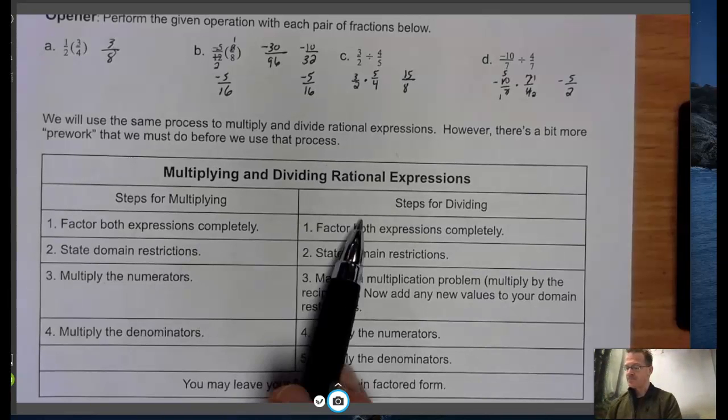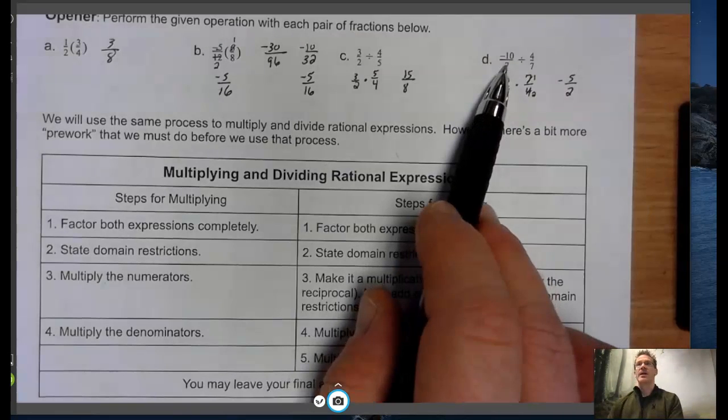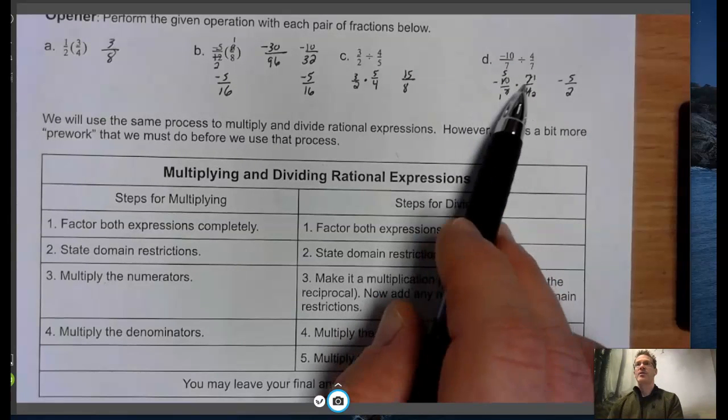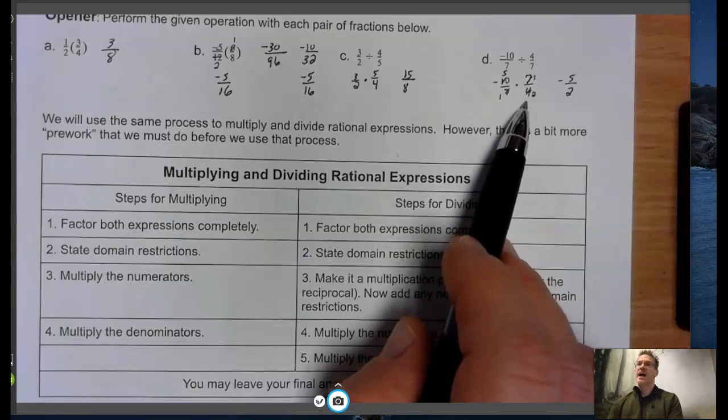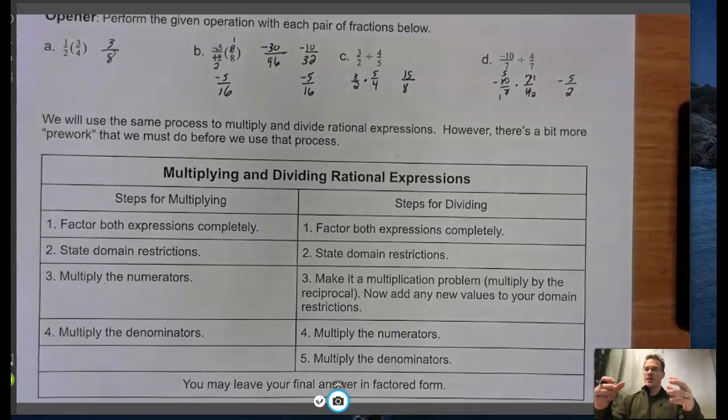So whether we're multiplying or dividing, we have to factor completely. We want to state those domain restrictions. What values of x do we have to throw out right away? Now, with dividing, you're going to do that twice. You would throw out whatever makes this denominator 0, and then when we get to this problem, we have a new denominator here, so we have to throw out whatever makes that new denominator 0 as well. So we have to look at it two ways.